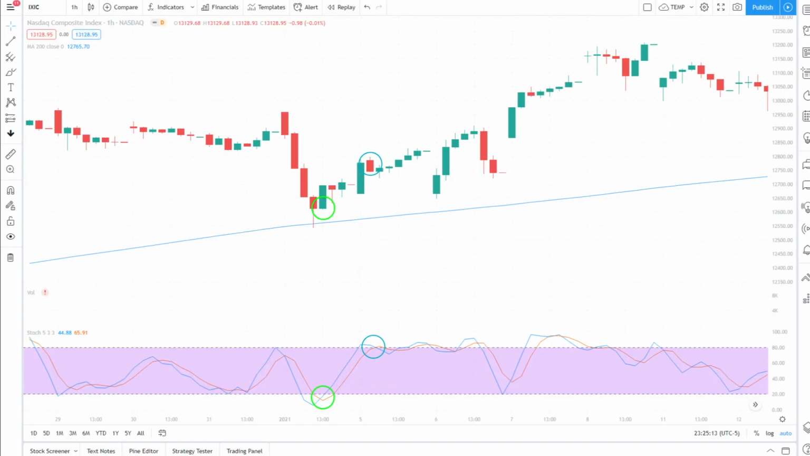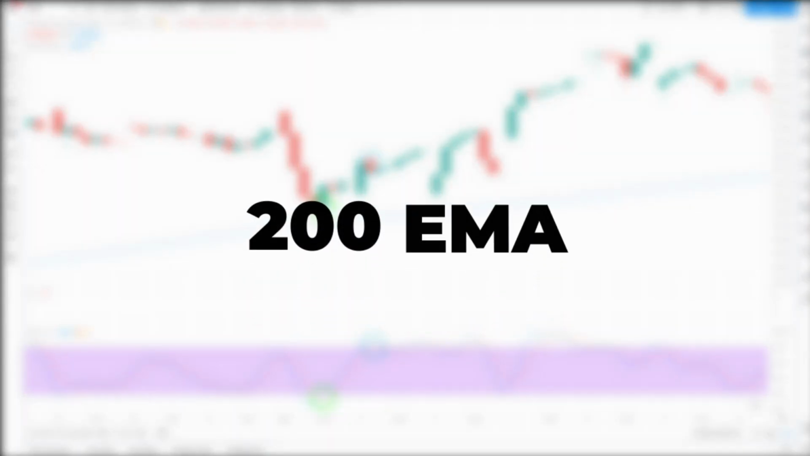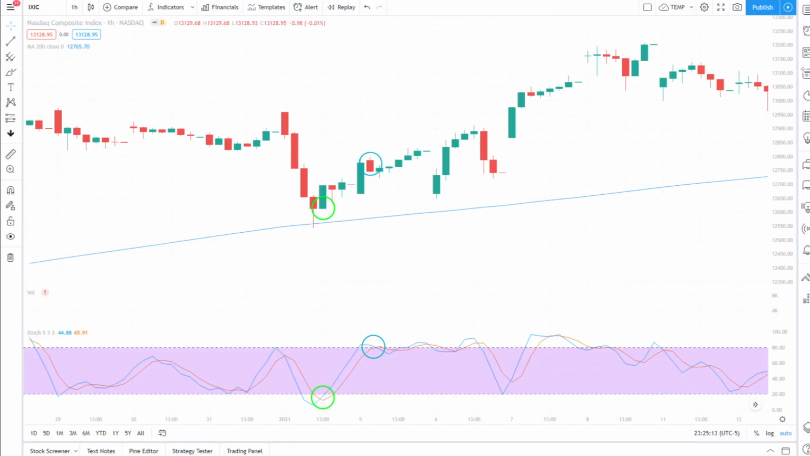As we have explained in previous strategy videos, an excellent indicator for determining the current trend of price is the 200-period exponential moving average, 200 EMA. If the 200 EMA is pointing up, we take signals to buy, whereas if the 200 EMA is pointing down, we take signals to sell.